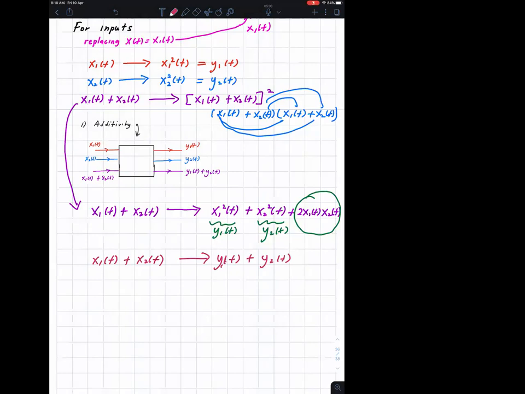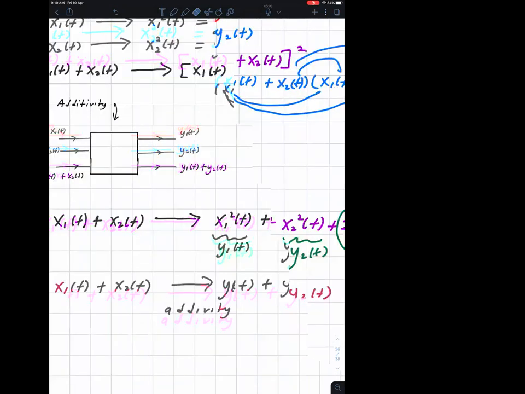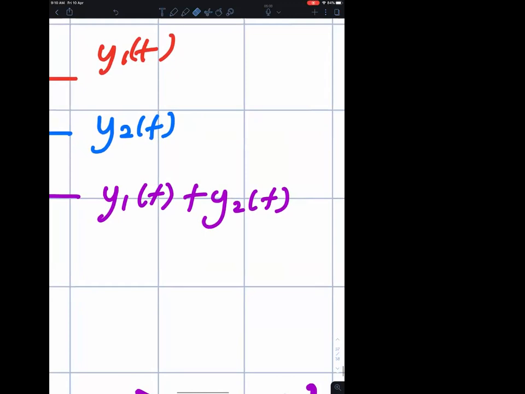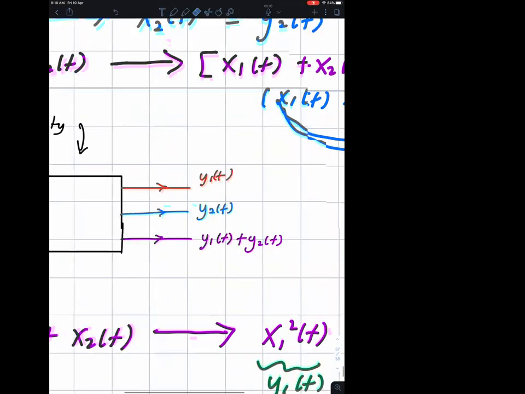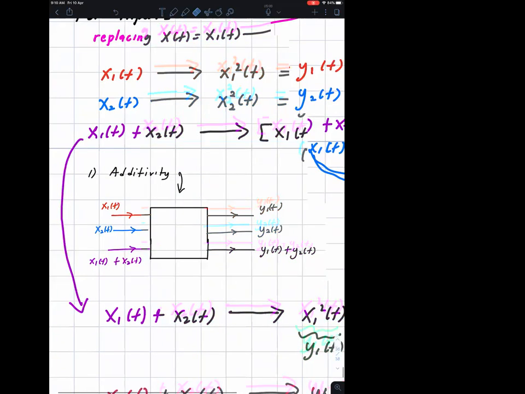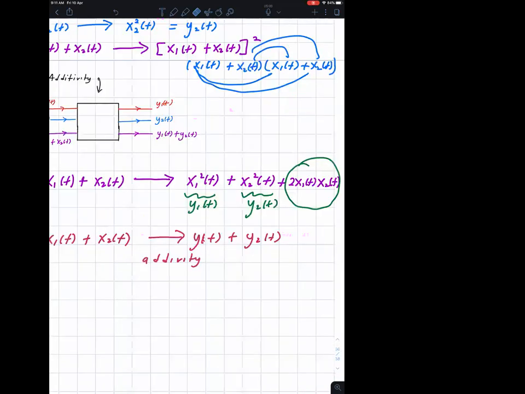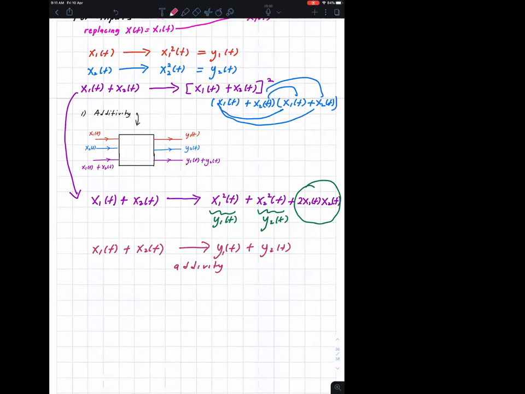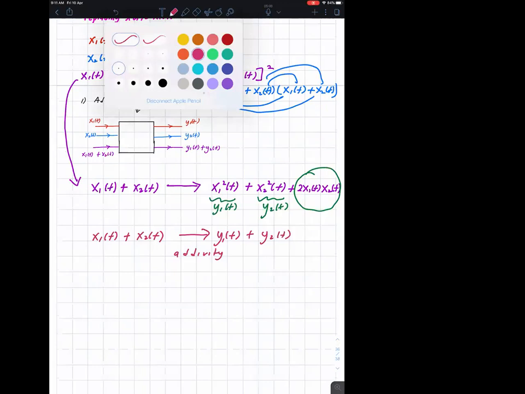So this is additivity. This is the additivity rule. Can you see this, guys? It's additivity. This reference block diagram is telling you when you add x1t and x2t, you should get y1t plus y2t. That is the additivity principle. But you know what you get here? You get some additional stuff.